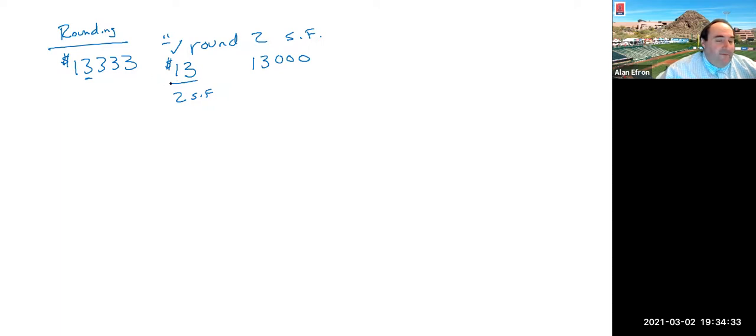Although it is 2 significant figures, there is a very big difference in the meaning of the number between $13,333 and $13. So although it's the right number of significant figures, when we round, we never want to change the actual meaning of the number. Now, if I go over here, $13,000, no decimal point written anywhere. This would be the 2 significant figures here, which is good.